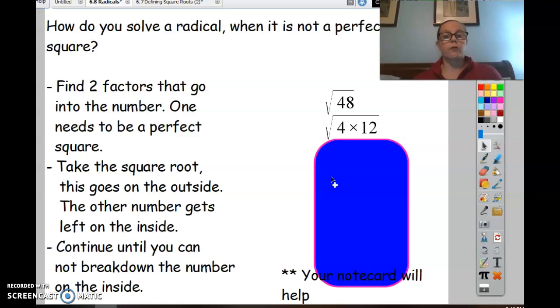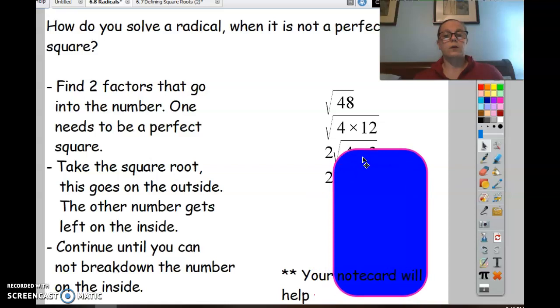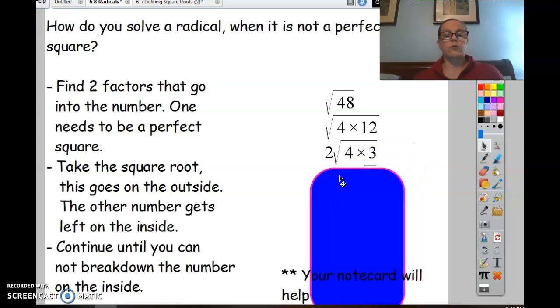Well, we know 4 is a perfect square, which is great. We know we can take the square root of that. So what we will do is put 4 and 12 under the radical symbol. Like I said, we know 4 is a perfect square. We know we can take the square root of this, and that then goes away and doesn't have to be under the square root. So we're left with 2 radical 12.